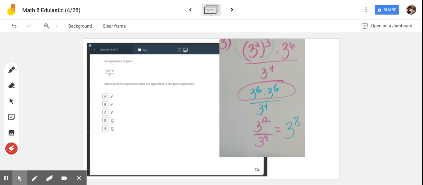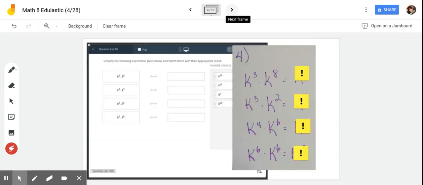All right, let's try this next one without me screwing up my slide. In the next problem, number 4, it says to simplify the expressions given below and then match them to their appropriate result. Eventually, when we figure out what it is, you're going to drag these over. We all have the same term, K.